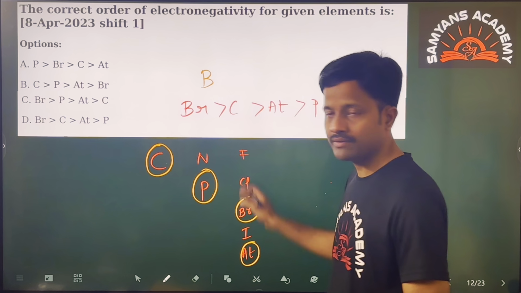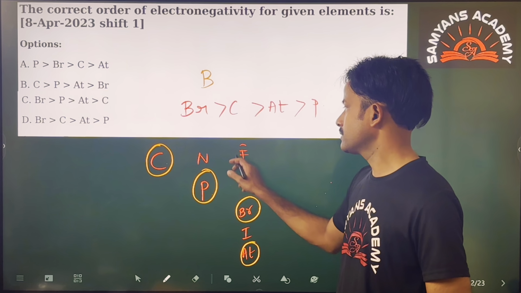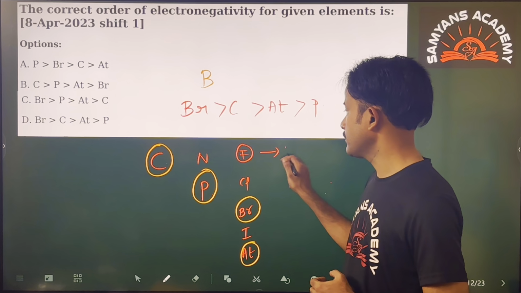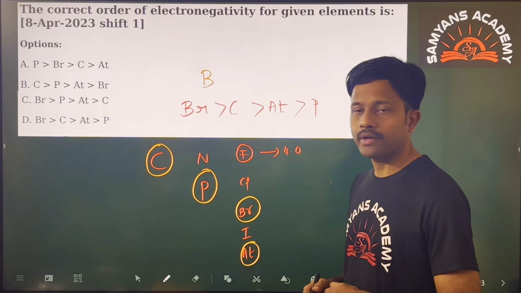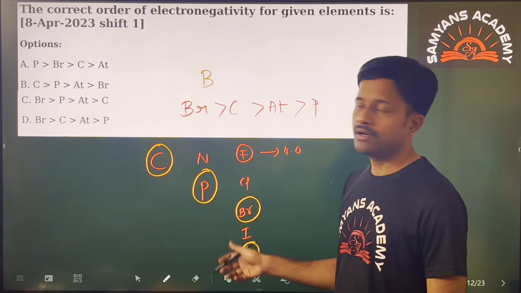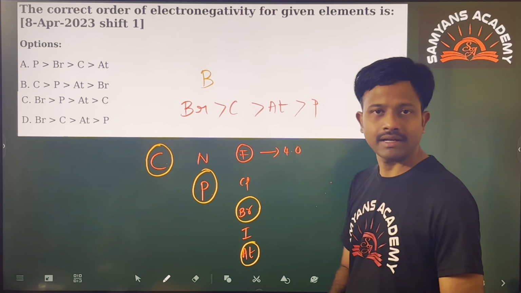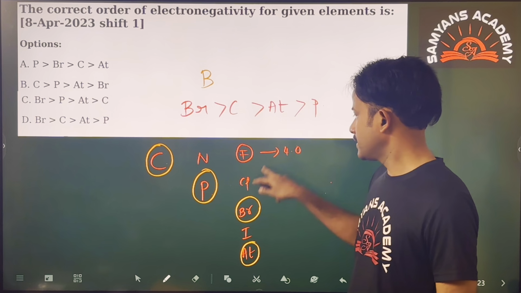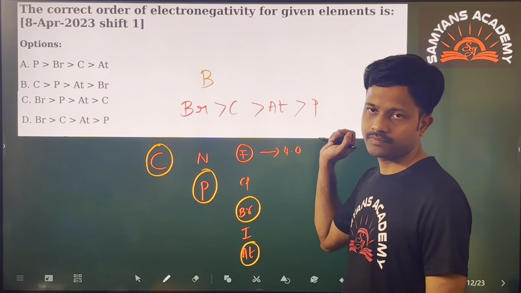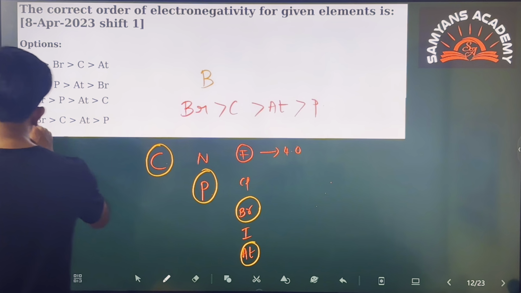Why? Because being in the seventh group, the elements are more electronegative. Fluorine is the most electronegative element, with an electronegativity value of 4. Down the group, electronegativity values decrease. When compared with carbon, bromine has more electronegativity. So bromine has more electronegativity than carbon. When compared with phosphorus, astatine has more electronegativity than phosphorus. Right? So this is the right option. So your option B is matched.